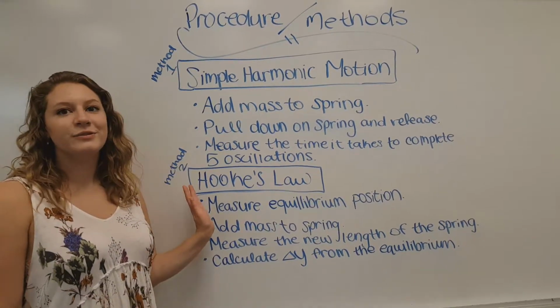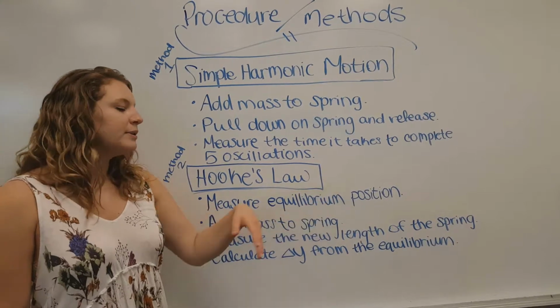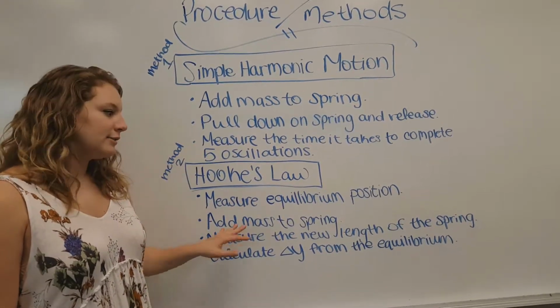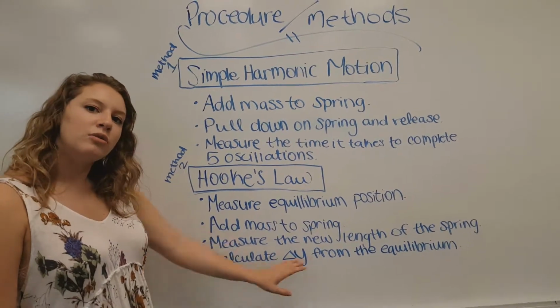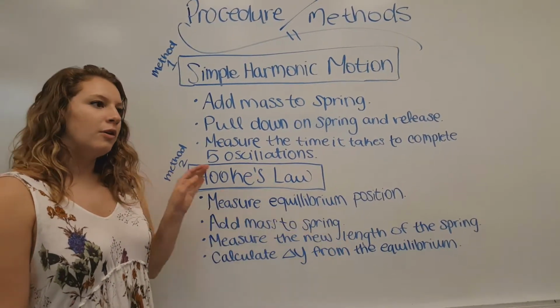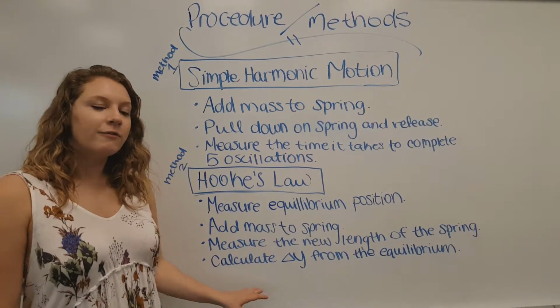So for method 2, we used Hooke's law. First, we measured the equilibrium position of the spring. Next, we added mass to the spring. From there, we measured the new length of the spring, which you could subtract the equilibrium position from and get delta y.